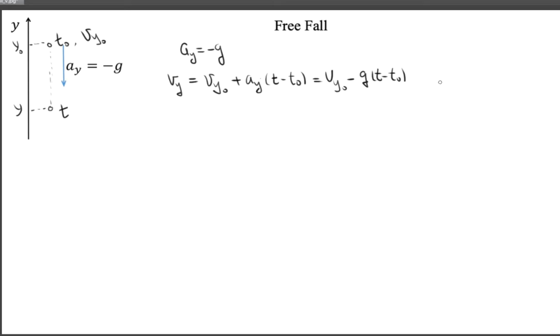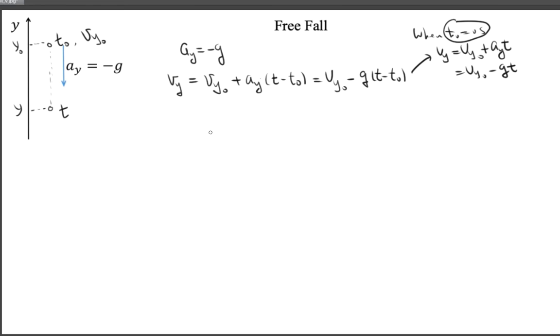Of course, in the special case when t0 is 0 seconds, so you start counting time at 0 seconds, this expression reduces to Vy equals Vy0 plus ay times t, or Vy0 minus gt. That is a special case when we consider t0 equals 0 seconds.